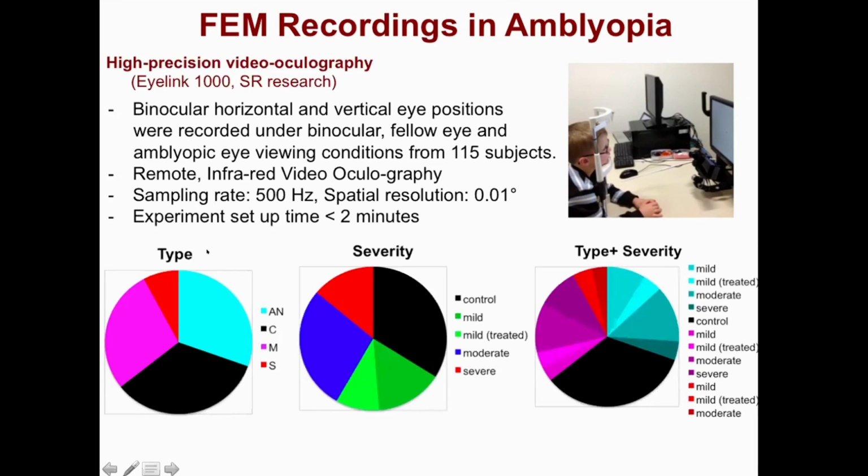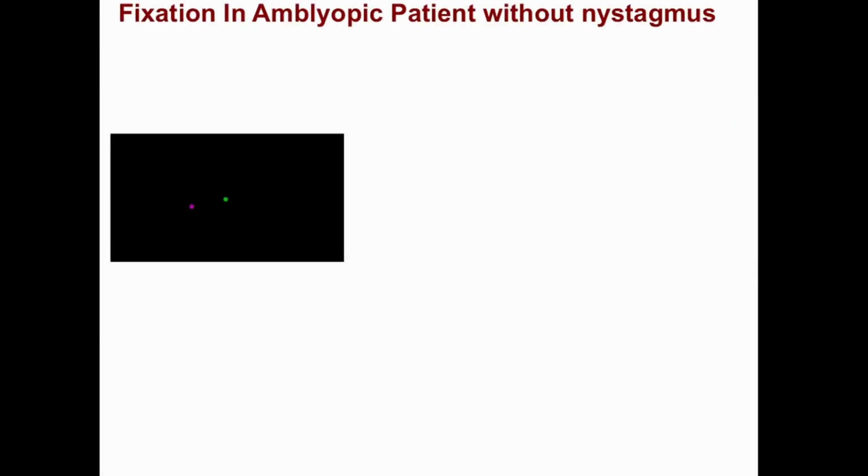Here's the distribution of our cohort. We had patients with anisometropic amblyopia, strabismic, and mixed, and then we had some controls, and all different severities of amblyopia were well represented. So we evaluated their fixation eye movements and divided them into 3 groups.